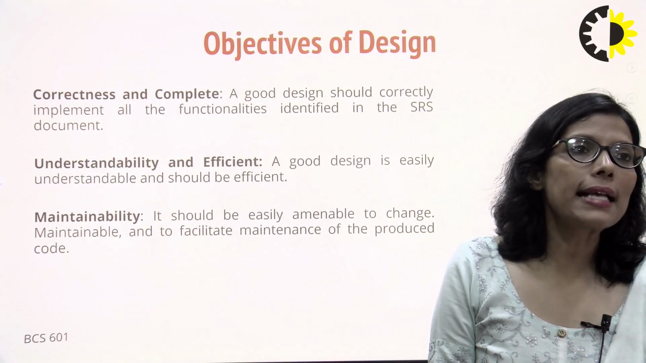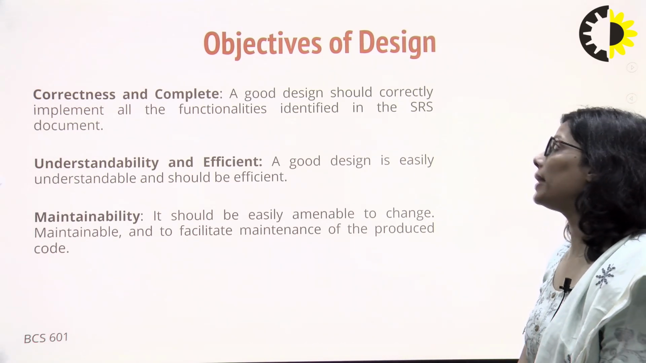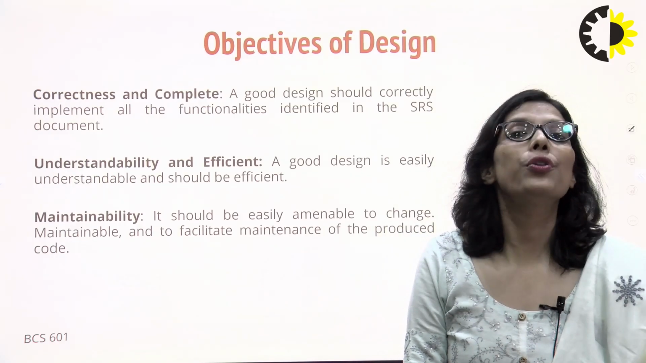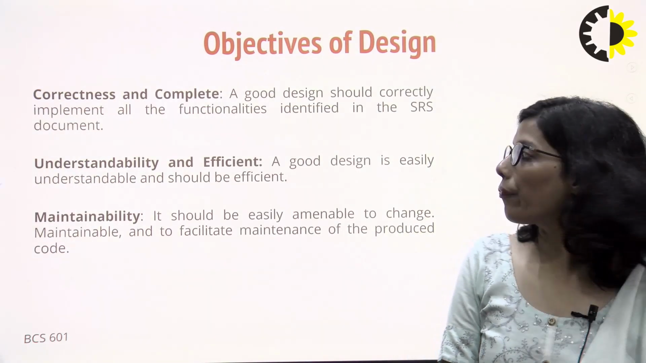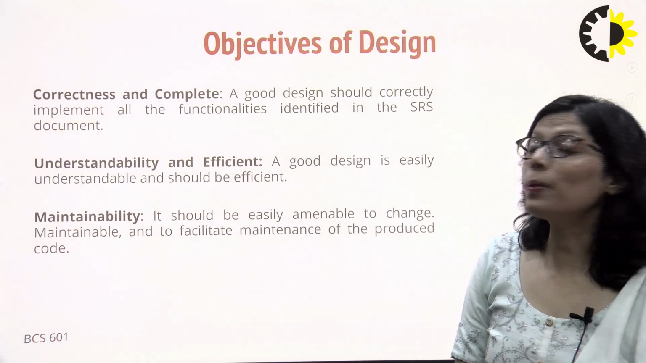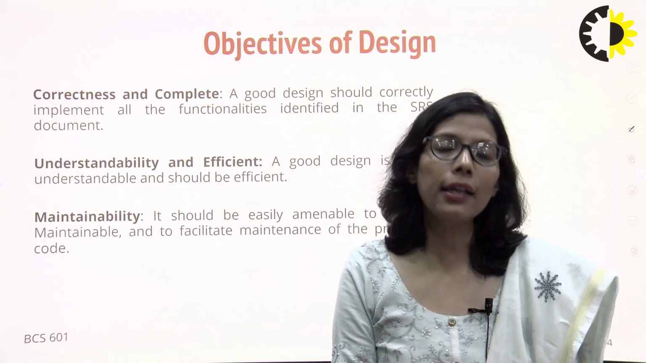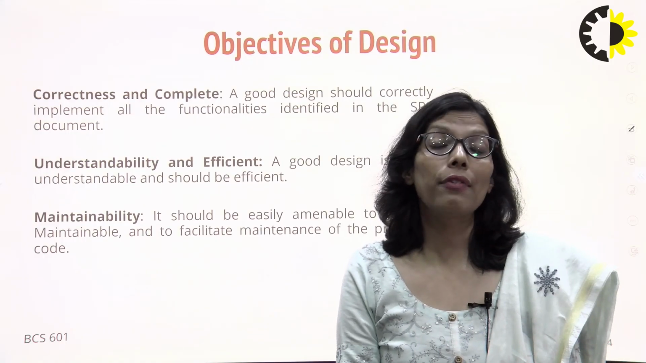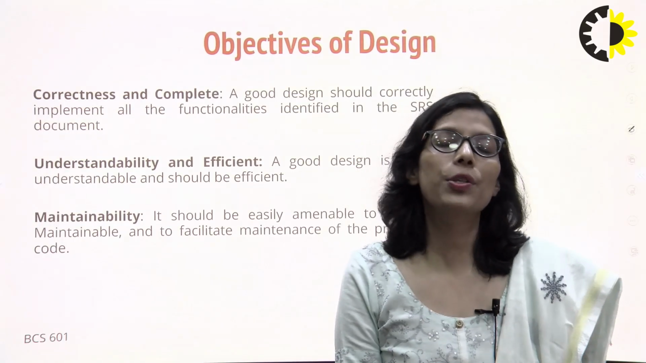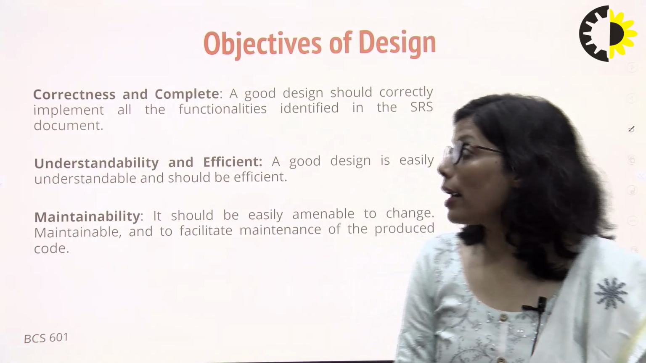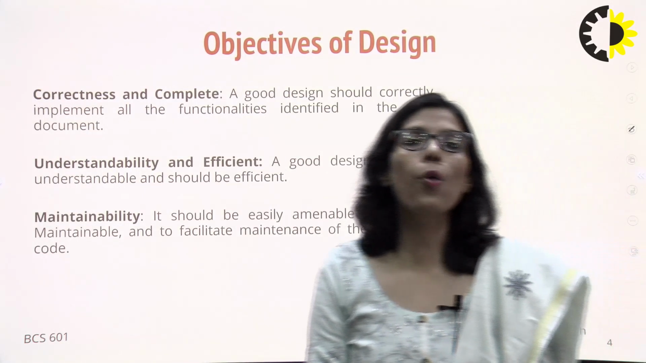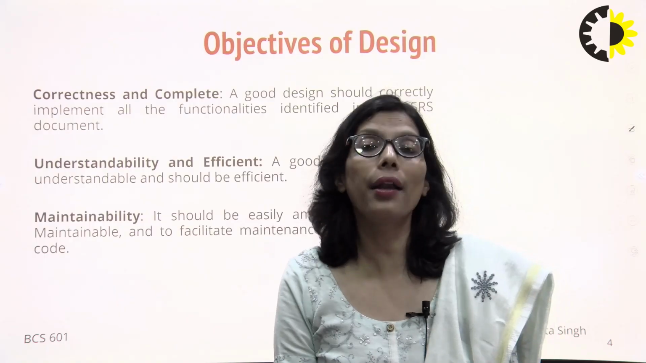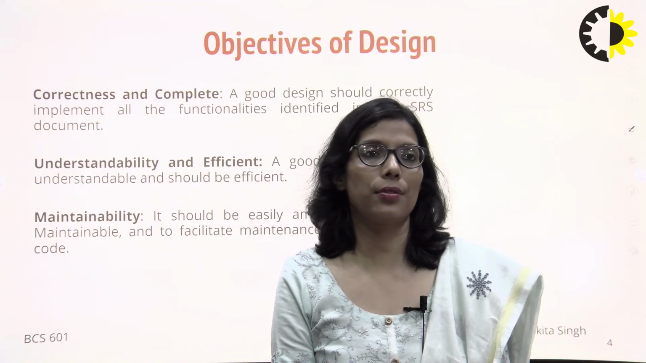Now, the objectives of design: first, it should be correct and complete. Whatever requirements we have gathered, all of them should be included in the design. It should be understandable and efficient, because after this stage we have the implementation phase, where software developers will use this design to code, so it should be easily understood by them. And it should be efficient as well as maintainable. As you know, the nature of software is to change. The requirements always change, so our design should be able to handle and include those changes.